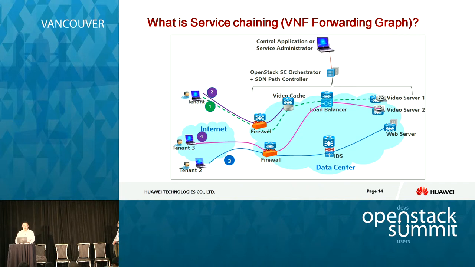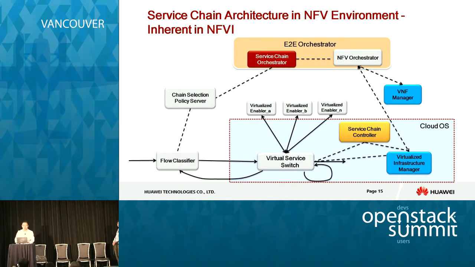Okay, what is a service chain? I think most of the audience must know that a service chain is an ordered list of value-added services in a user-specified way. Since we are now moving to an NFV environment, the service chain architecture needs to be adapted to the virtualized environment. Here we would have the E2E orchestrator, which contains the service chain orchestrator and NFV orchestrator. And in NFV, we have the VNF manager, which would control the life cycle of the value-added service.